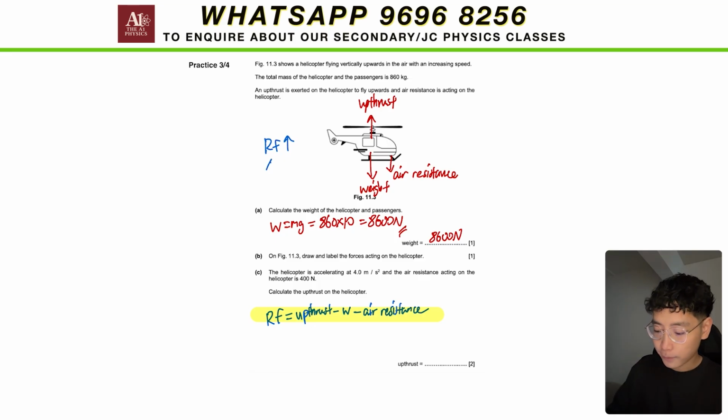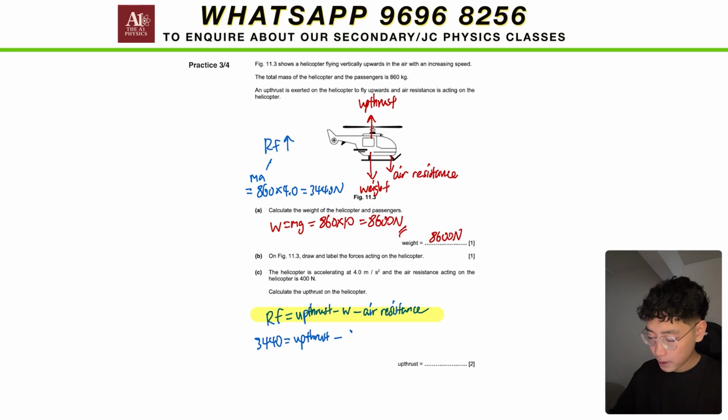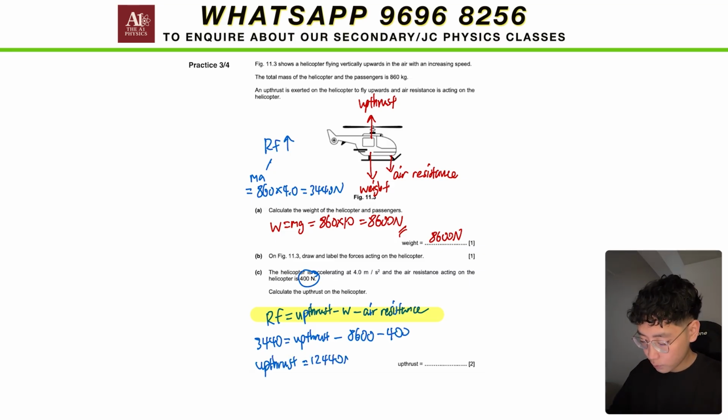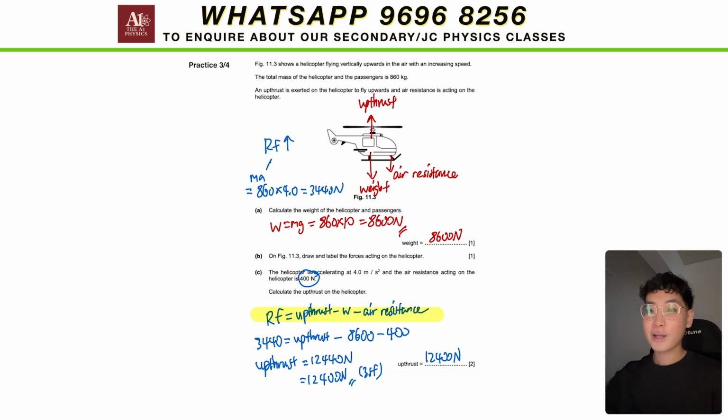We can say that resultant force equals MA, 860 times 4.0, which is 3440 newtons. So now we can say 3440 newtons equals upthrust minus weight minus air resistance. Right, we know air resistance is 400 newtons. So we can solve: upthrust equals 12440 newtons, which is 12400 newtons. Right, always round to 3 SF. Right, and that's how you solve these questions.